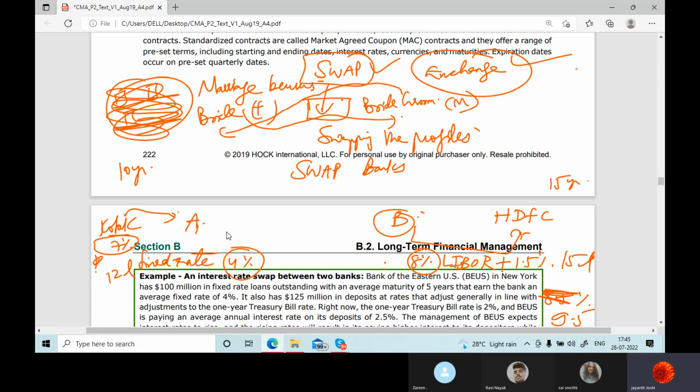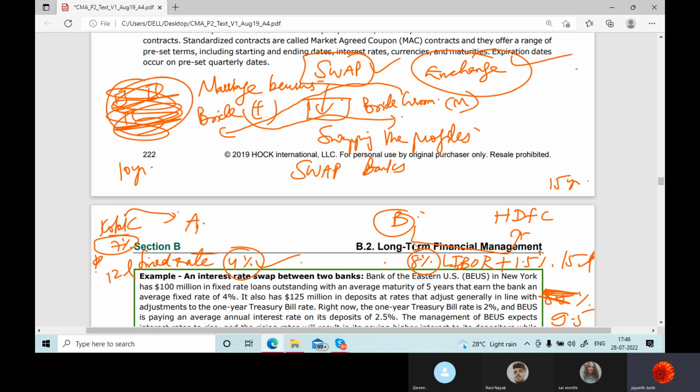He is worried about paying more interest to the bank rather than paying 4%, which his friend is paying right now. He is paying 7%. So he is very much dissatisfied. He doesn't like this. So he wants a floating rate. He wants to make the payments at a floating rate.